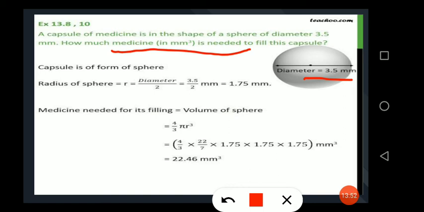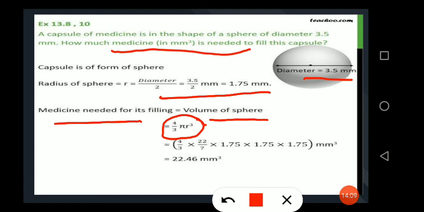So for that we have to find out the volume of medicine. So volume of medicine is equal to volume of a sphere, which is 4 by 3 pi r cube, and r just now we solved that it is 1.75. We'll solve it and we will get the answer.